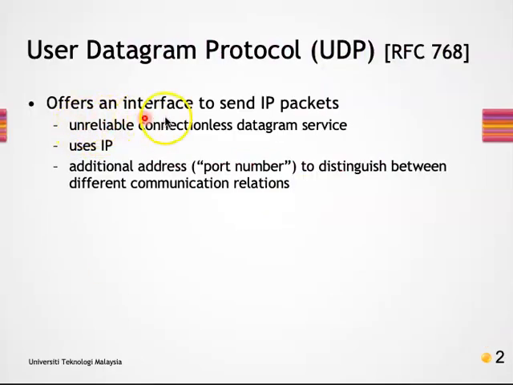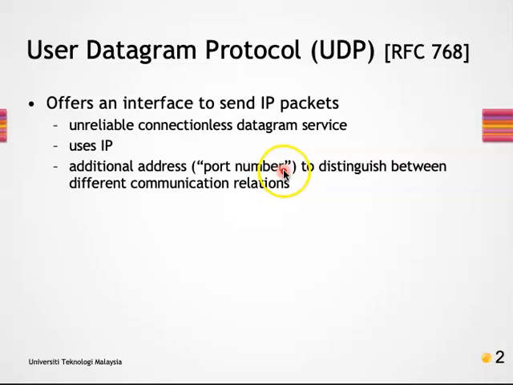UDP offers an interface to send internet protocol packets just like TCP. However, we can call UDP an unreliable connection-less datagram service. It uses internet protocol and it adds an additional address, which is the port number, to differentiate between different communication relations. This is because UDP adds nothing to the internet protocol.